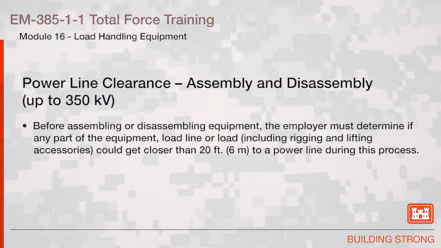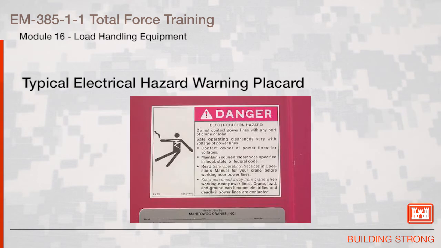Before assembling or disassembling equipment, the employer must determine if any part of the equipment, load line, or load, including rigging and lifting accessories, could get closer than 20 feet or 6 meters to a power line during this process. The following is an example of a typical electrical hazard warning placard that highlights the electrocution hazard and warns the operator and those nearby not to contact power lines with any part of the crane or load.